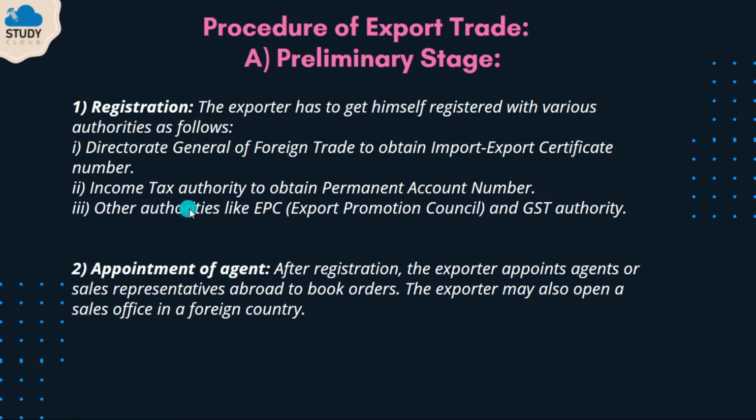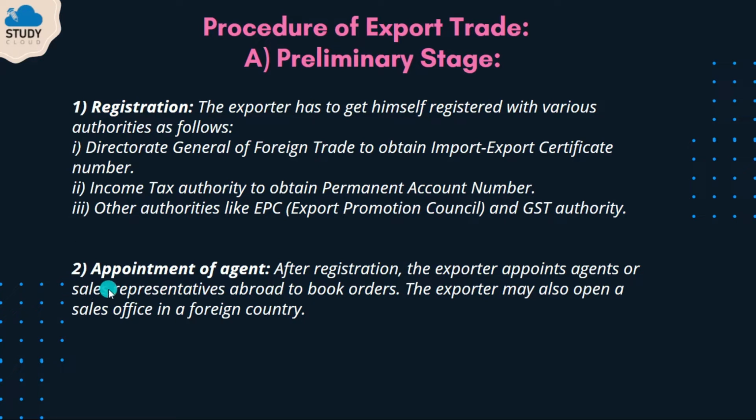Second is the Income Tax Authority, to obtain a permanent account number, that is your PAN number. You need to get this PAN number also. Accordingly, you can move further for the export part. Third is other authorities like EPC, Export Promotion Council, and GST Authority, that is Goods and Services Tax Authority. So you need to register here first. These three registrations are quite important to start the export trade.